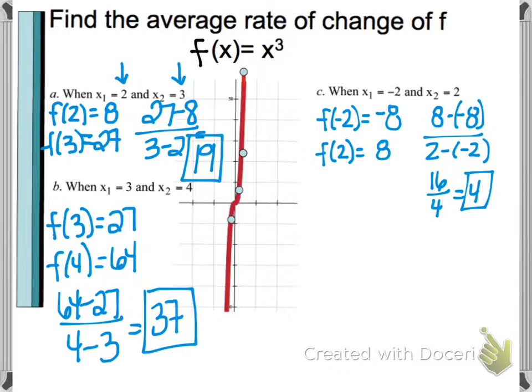So just remember, when you want to find the average rate of change of a function, it's going to be different. You can see here we got 3 different answers because it all depends on your given x values.